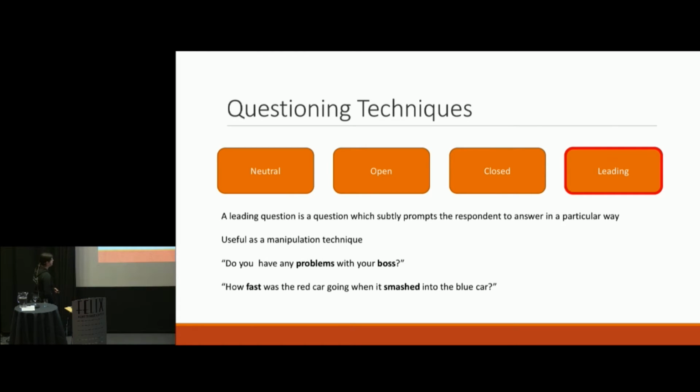The other example there is, how fast was the red car going when it smashed into the blue car? It's leading you to think that it was the red car that was going fast and it smashed into the blue car. That may not have been the case. It may have been the other way around. It might have been the blue car that hit the red car first.